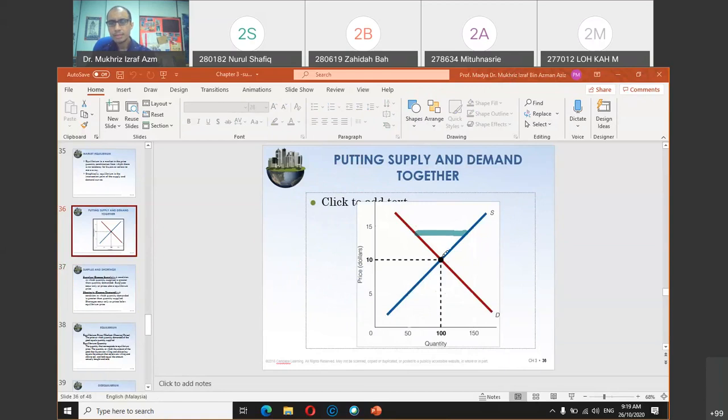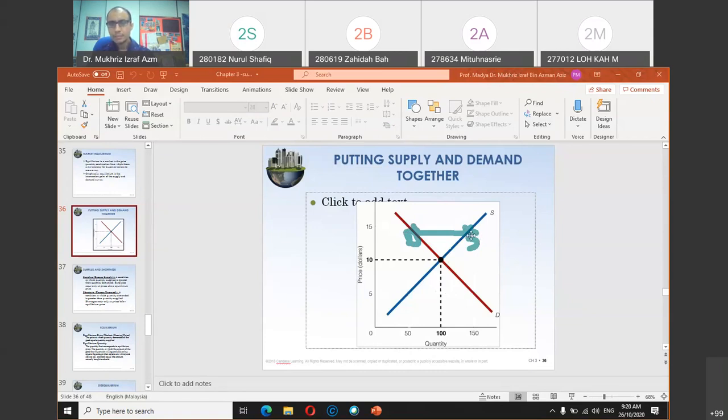Okay. So let's talk about the area above the equilibrium point. At this stage, this is the quantity supplied, this is the quantity demanded. So in other words, supply is more than demand. Correct? Because supply is at this point here. And this is your supply point. At this point you see that supply is higher than demand. So if supply is more than demand, what we call excess supply.